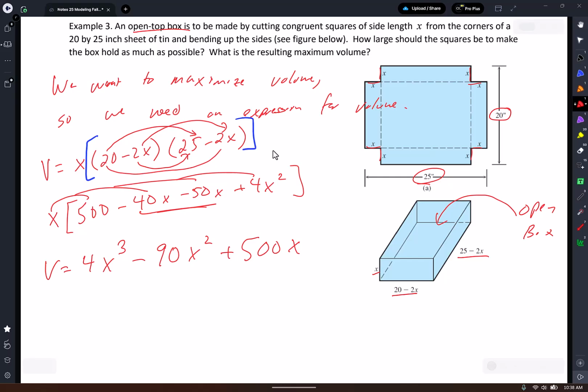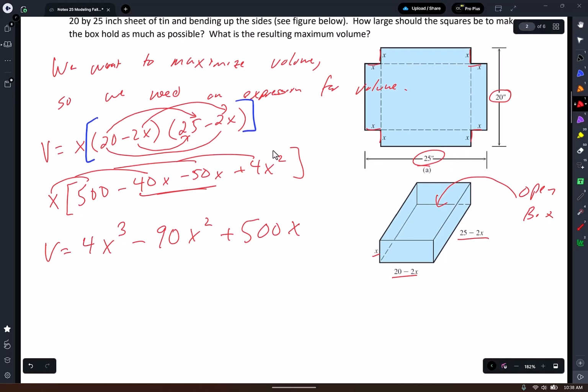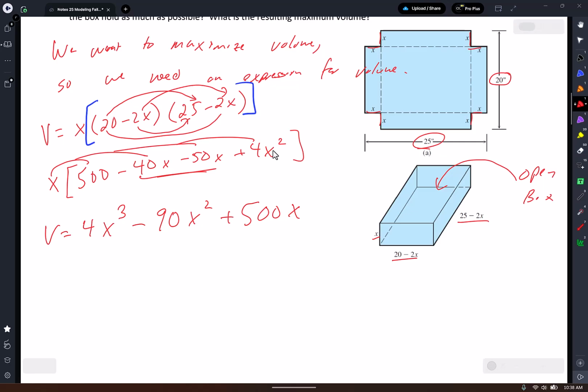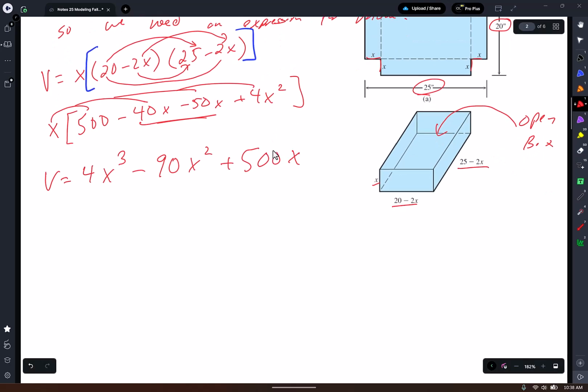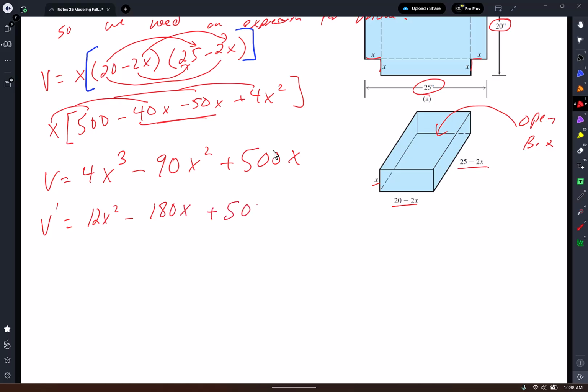Okay. What do I want to maximize? So that's what I'm going to take a derivative of. And I'm going to look where the derivative goes from positive to negative. Well, actually, okay, we'll talk in a little bit. So here you go. V prime equals the derivative of 4x cubed minus 90x squared plus 500x, and I'm going to set this equal to 0.